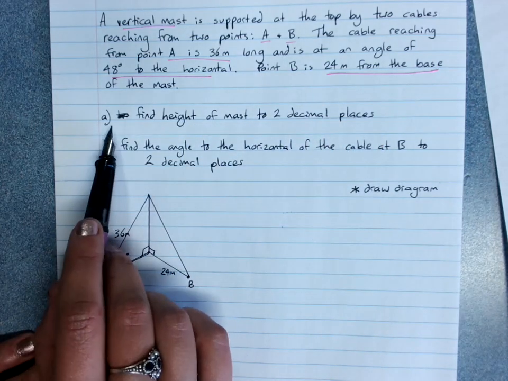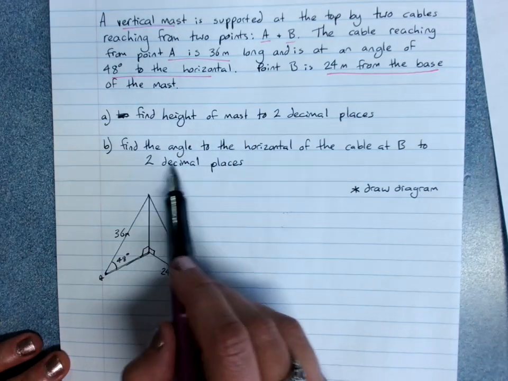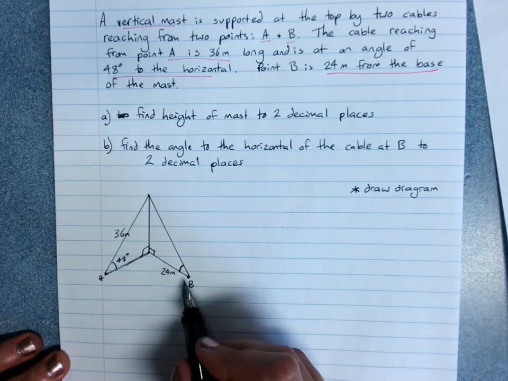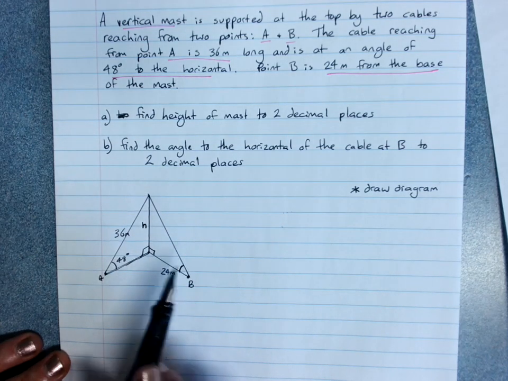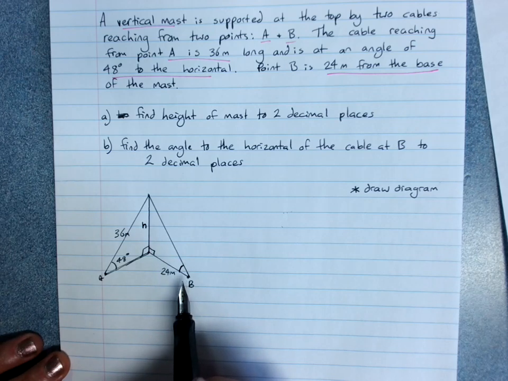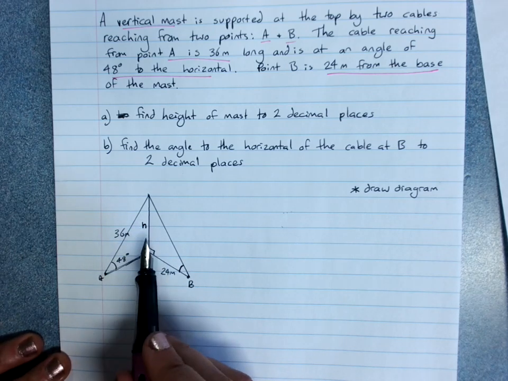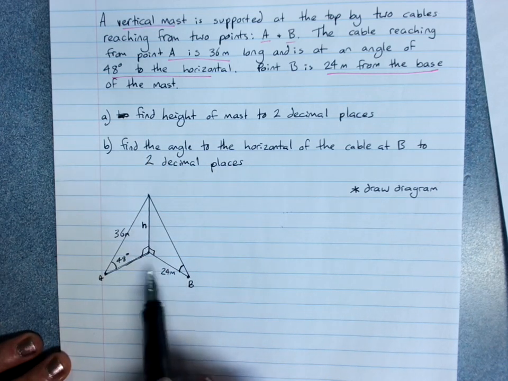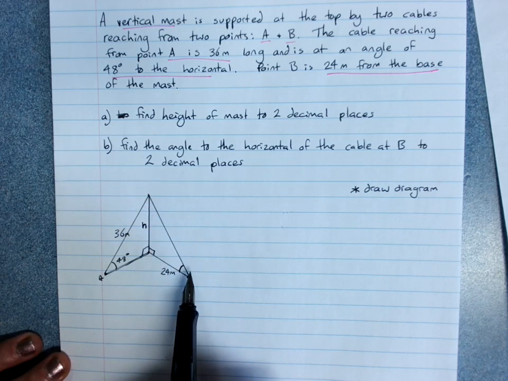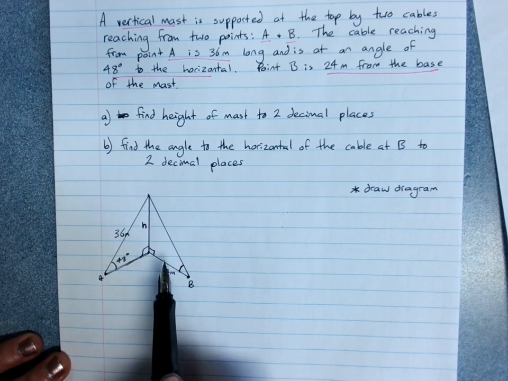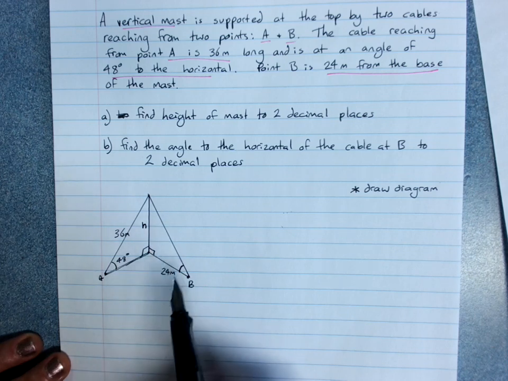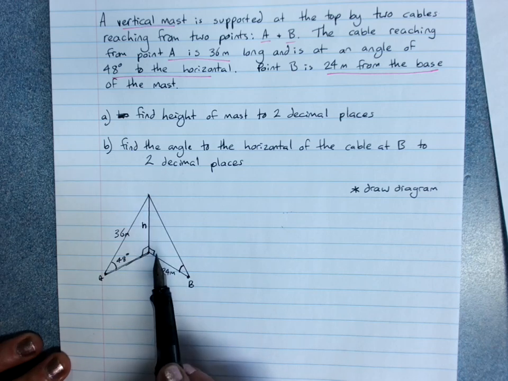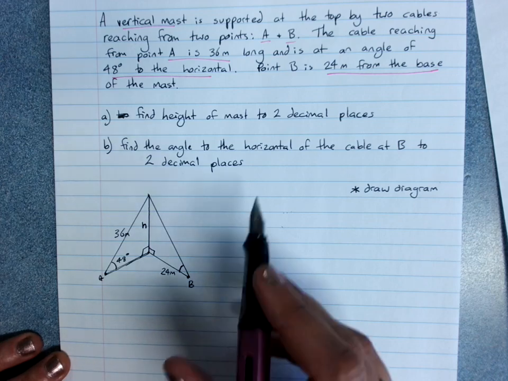So they're being quite nice here. You're going to need the height of the mast in order to find the angle here at B, which is going to be our second question. And instead of just saying, hey, find the angle here at B, they've given you the first question, which is this. If they just gave you this, find the angle to the horizontal of the cable at B, then you'd have to look at this triangle and say, well, I've got this piece of information, I need one more. How can I get one more piece of information? I can use this triangle to find this shared side. But really nicely, they've given us both of them.